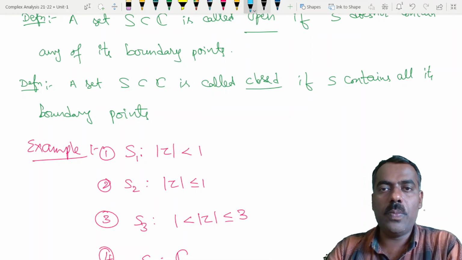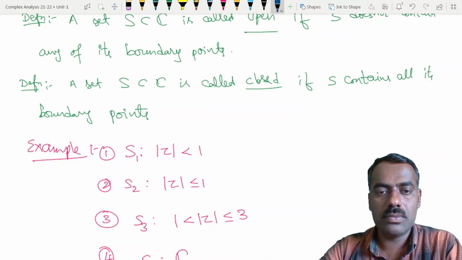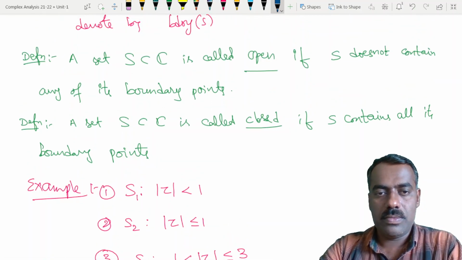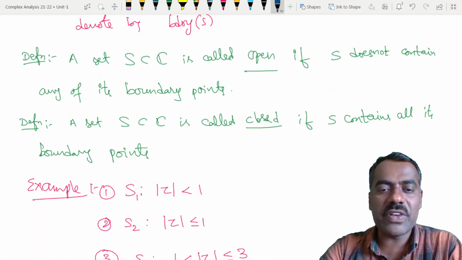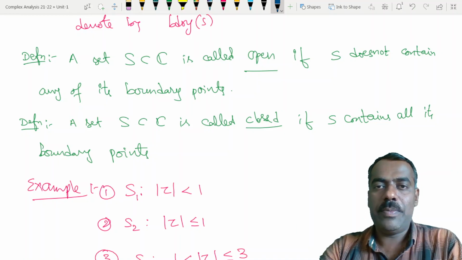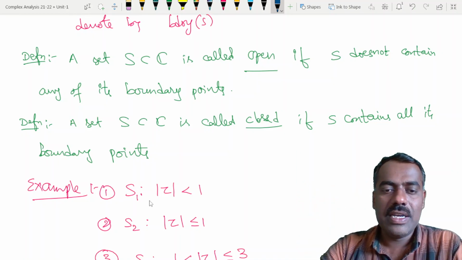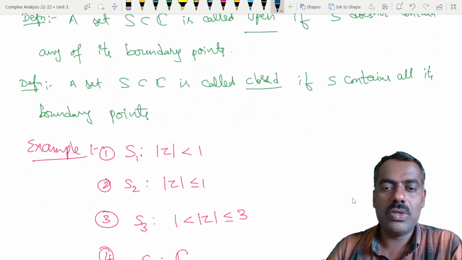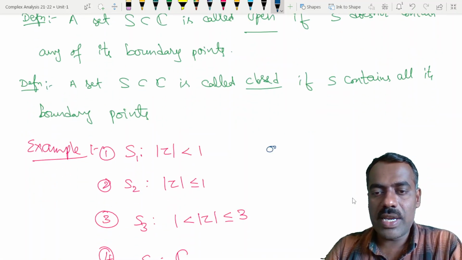Why is S1 open? Because it does not have boundary points. Very good. Because what are the boundary points for this set S1? Precisely the unit circle, right? Which is not here. Yes or no? So this S1 is open.